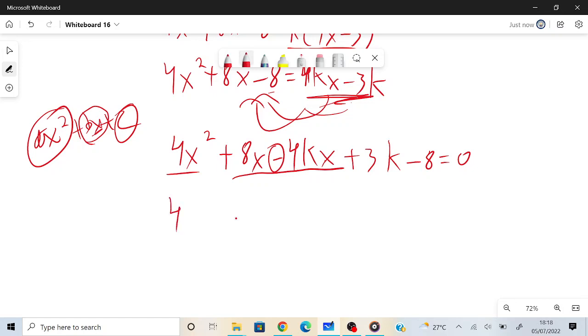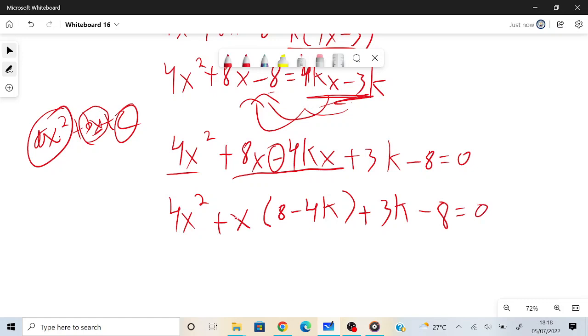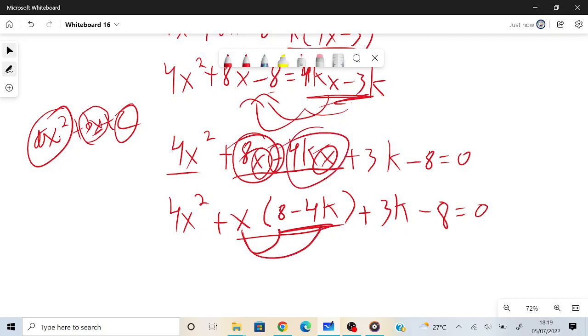So all we have to do now is this becomes 4x squared plus x into 8 minus 4k plus 3k minus 8. So what I've done here is I've simply taken the common x over here and factorized it, because you know that if you were to expand this bracket here, x times 8 would give you 8x again, and x times minus 4k would give you minus 4kx again. So I've just factorized it out so that now I have a bx as well, because in this scenario 8 minus 4k becomes my b.